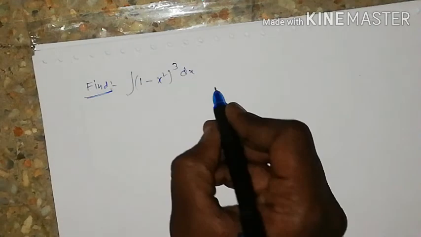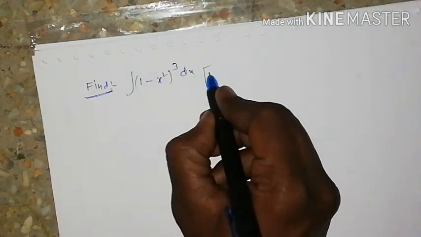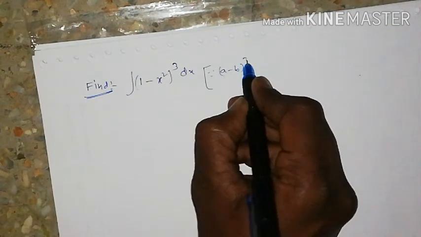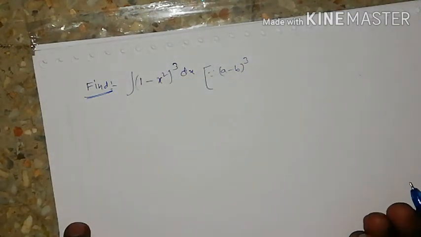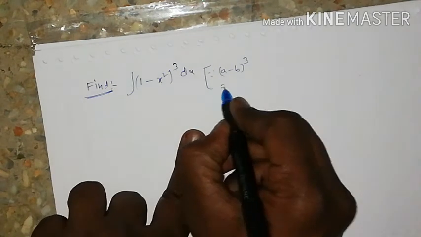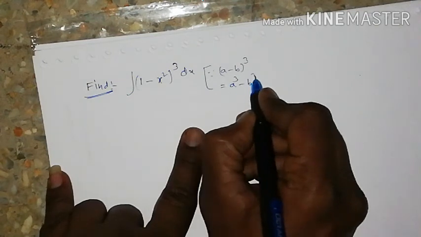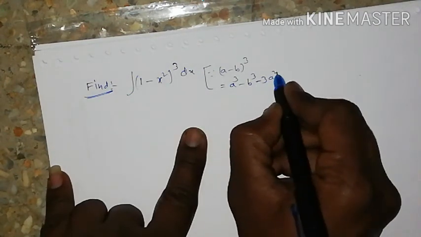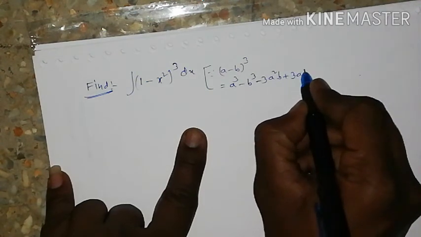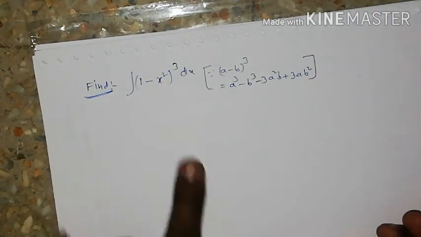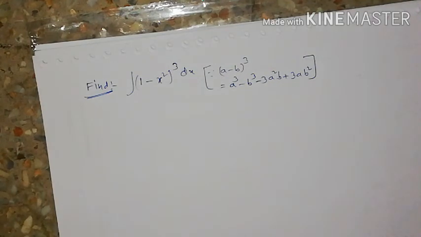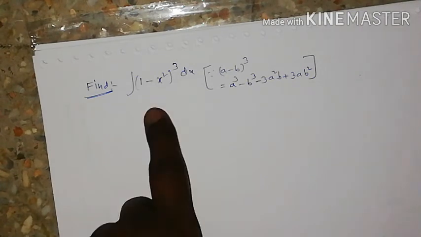So in algebra you have one formula. What is that? Very good. Which form is it? A minus b whole cube form. What is the formula? A minus b whole cube is equal to a cube minus b cube minus 3a square b plus 3ab square. This is the formula. Clear? Already you learned this one. Now apply this problem in this form.